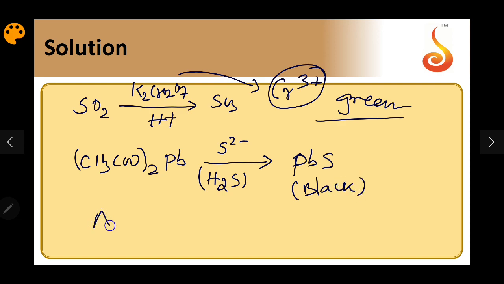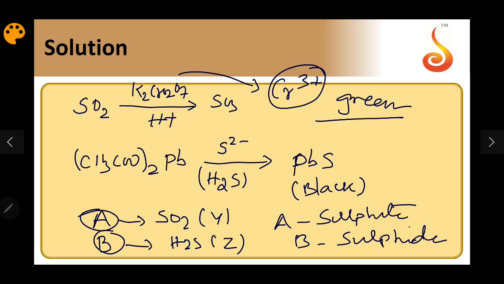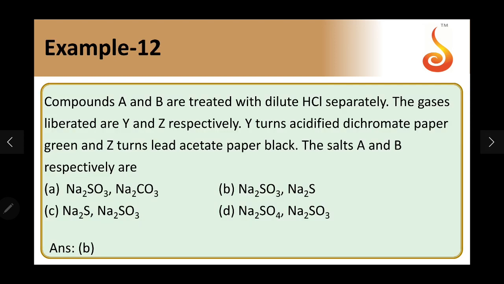So salt A is giving SO2 gas, and salt B is giving H2S. So A should be a sulfite, and B should be a sulfide. So if you see the options, Na2SO3 and Na2S, option B.